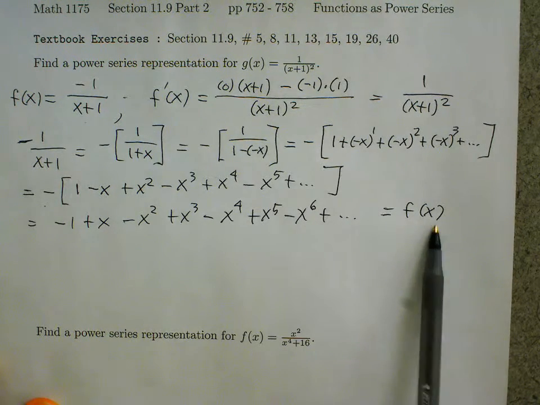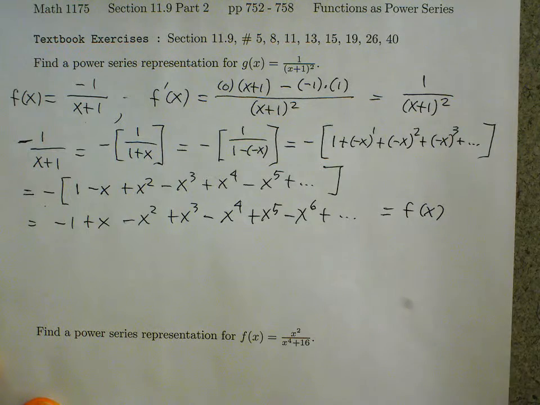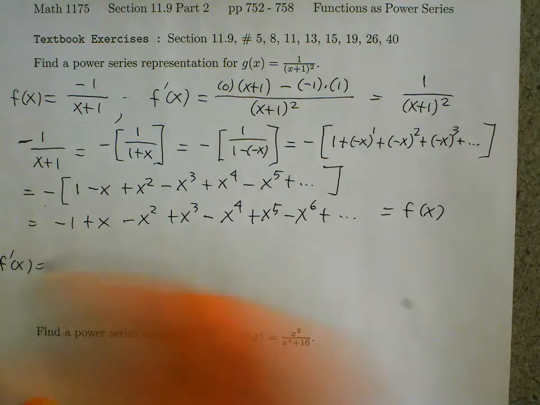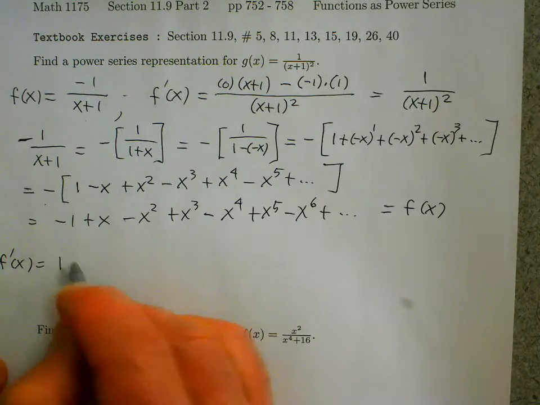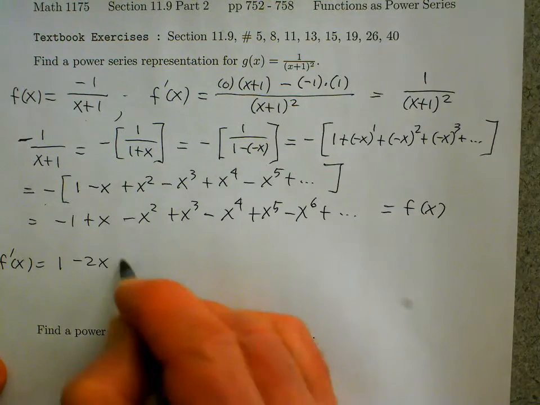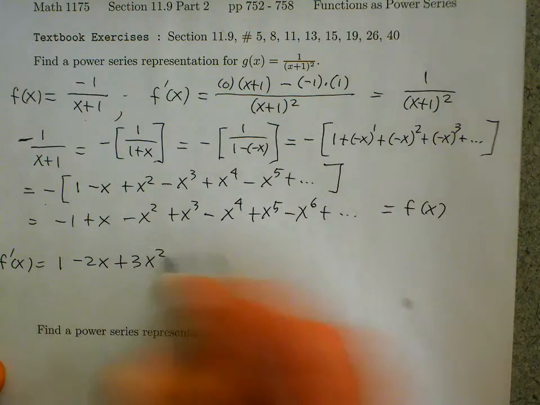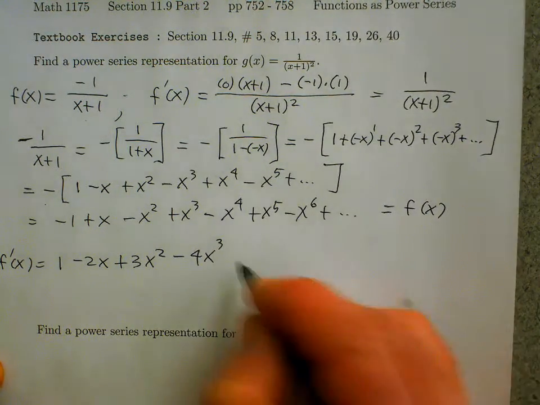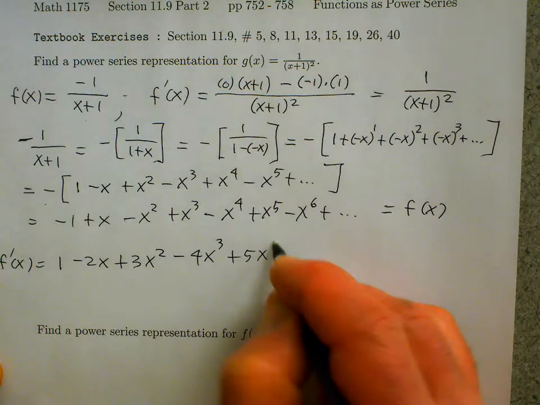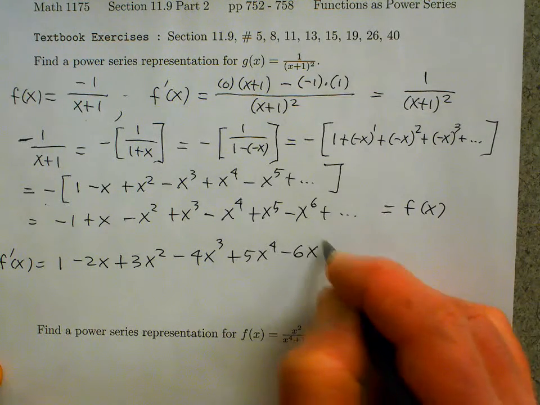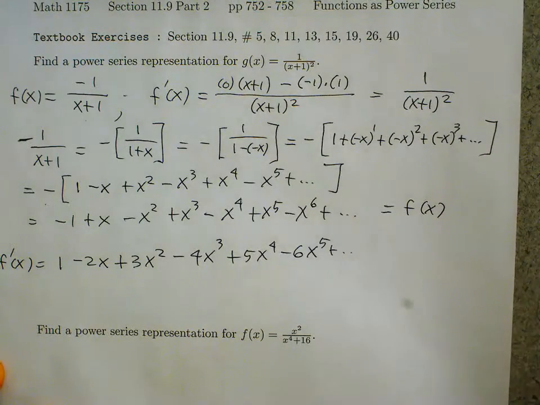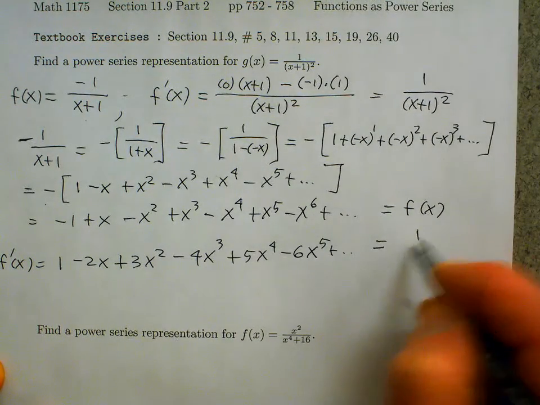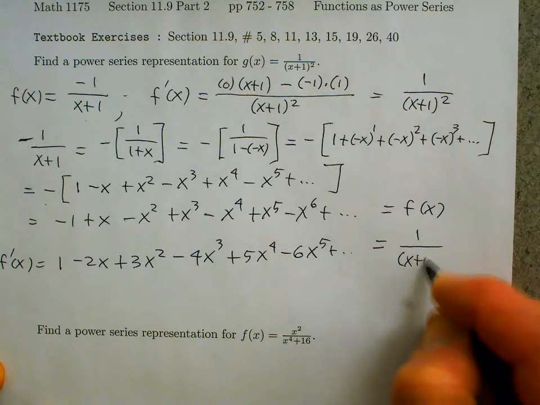So now we take the derivative of f. So f prime of x will be 1 minus 2x plus 3x squared minus 4x to the third plus 5x to the fourth minus 6x to the fifth, and so on. And this is the power series for 1 over x plus 1 squared.